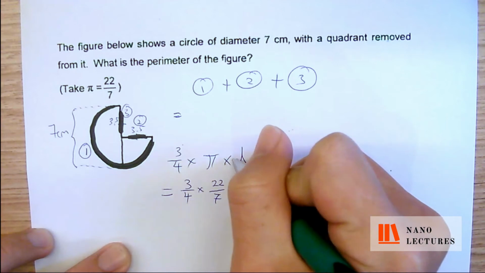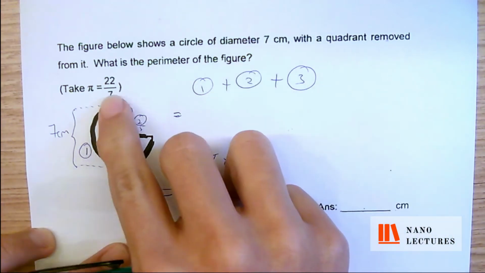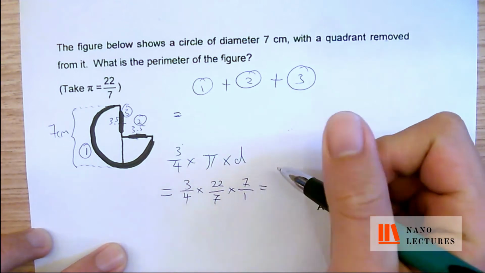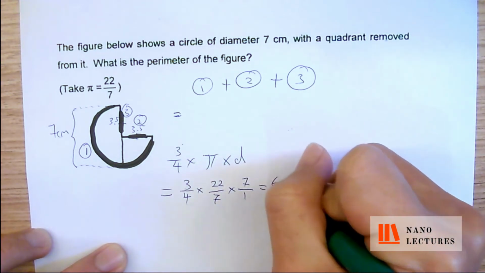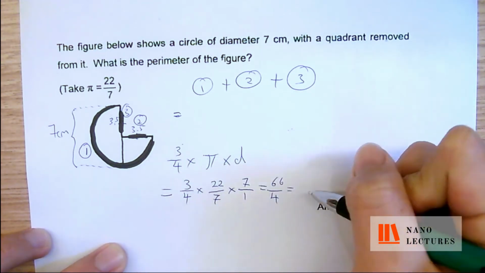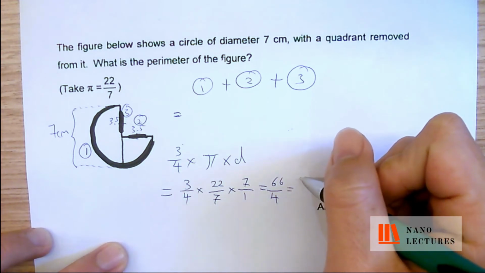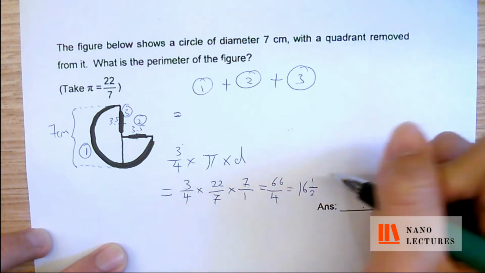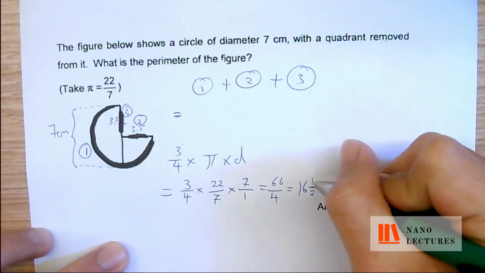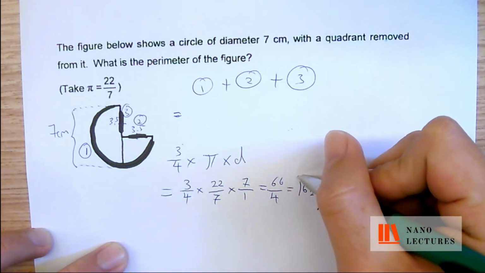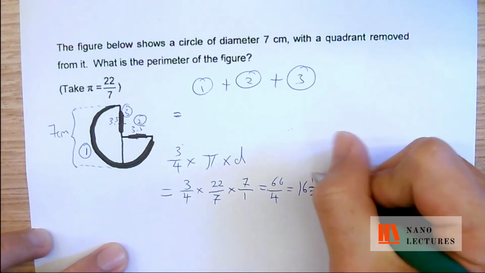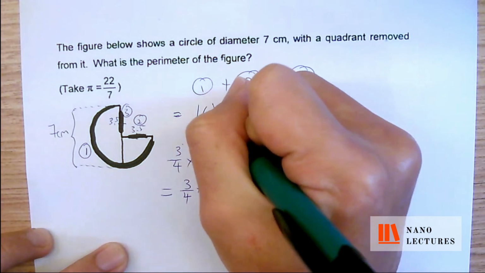And what's the diameter given? The diameter is 7 cm, so it's 7/1. Punch this into your calculator, what are you going to get? You're going to get 66/4, and this will be 16.5 cm. Let me double confirm: 4 times 4 is 16, 64, 2. Okay, yeah, that's correct. So this will be 16.5 plus what?